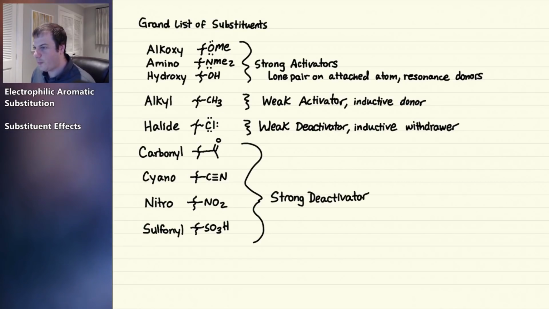These groups use their resonance abilities to suck extreme amounts of electron density out of the aromatic ring, slowing down EAS tremendously. And I'll put in parentheses here that they do this effect by resonance to differentiate it from another class of strong deactivating groups like the trifluoromethyl group.